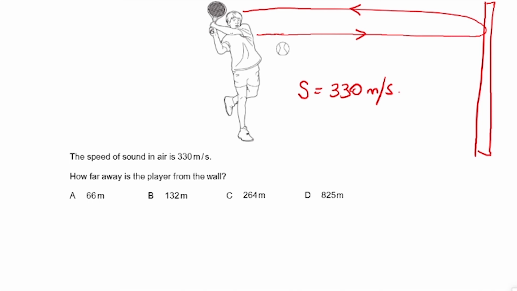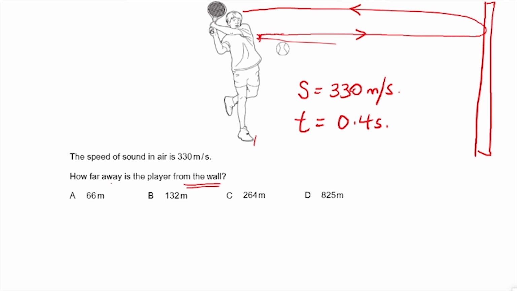And the tennis player hits the ball hard, and 0.4 seconds later hears the echo from the wall. Meaning that this sound wave, when it started from here, traveled, hit the wall and came back. This means that the distance traveled is from here, moving and back, and all that took a total time of 0.4 seconds. So the question is, how far away is the player from the wall? So they want us the distance.